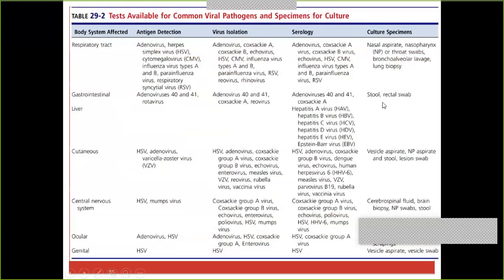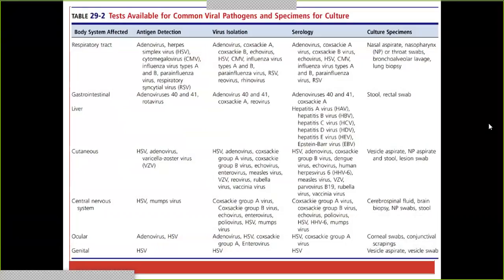And here are the different types of viruses or antigen viruses that you would look for in each different body system, and then a culture type at the very end that you would collect with those samples. So it's just kind of FYI. It's a nice collection, a nice summary put all together if you like that out of your textbook.